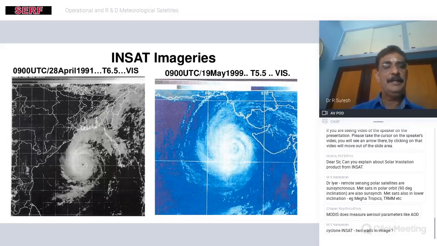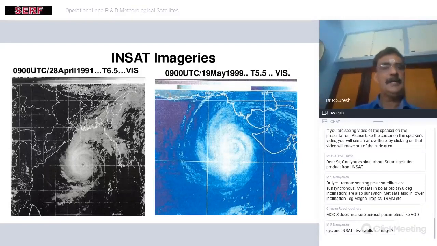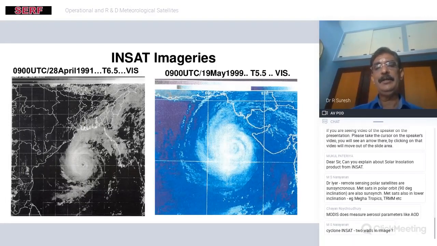The same satellite image with a color enhancement technique. Here also the same eye is seen. Somebody will like the black and white, somebody will like the color technology, but nowadays color technology has gone much farther. As I told you, on the left hand side I have given the symbol T6.5, and the right hand side is the 1999 cyclone. The intensity is somewhat lower. The tropical cyclone intensity number is 5.5. So we have to see the clarity on the left hand side and the right hand side, depending on the application we are supposed to use.